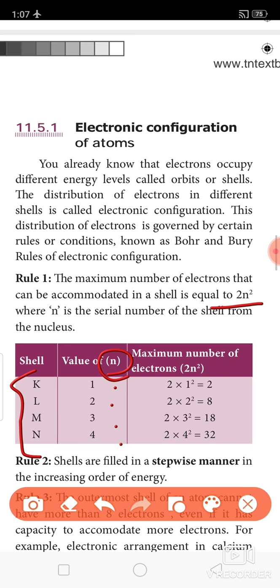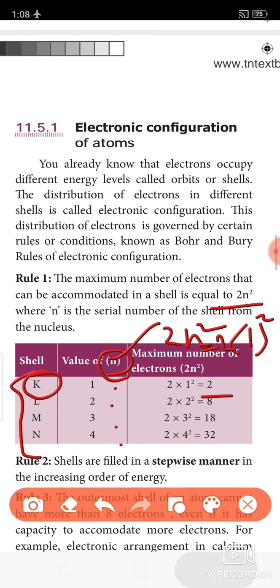What is the number of electrons that can occupy each shell? It can be calculated using this formula, 2n square, where n is the serial number of the shell. Let us calculate for K. 2n square is the generalized equation, isn't it? Instead of n, I have to put 1. So 2 into 1 square. 1 square is equal to 1, and 1 into 2 is equal to 2. Only 2 electrons can be occupied in this K shell. More than 2 electrons cannot be occupied in K shell. The third electron should move on to the L shell. Is it clear? Please follow me.